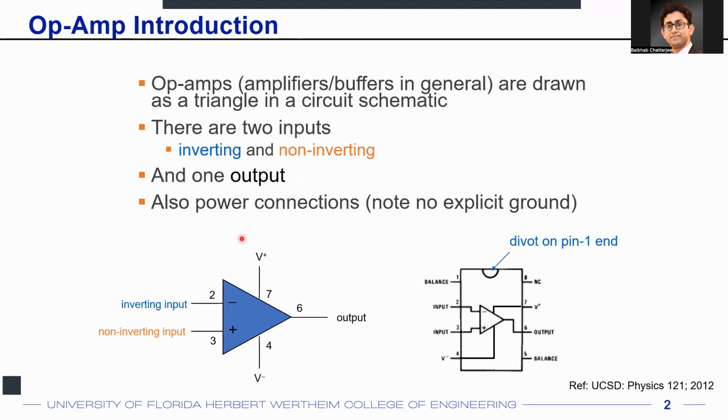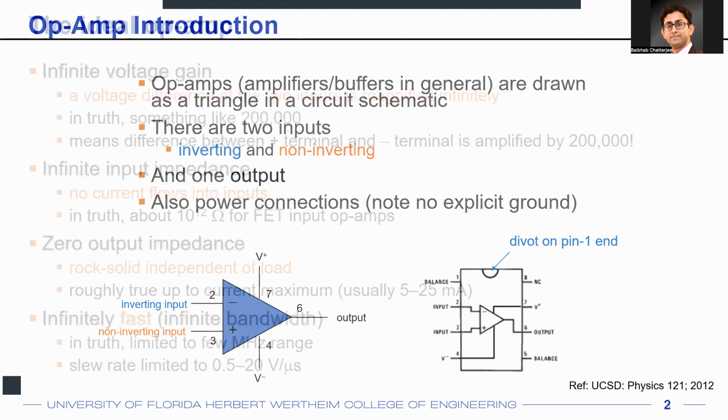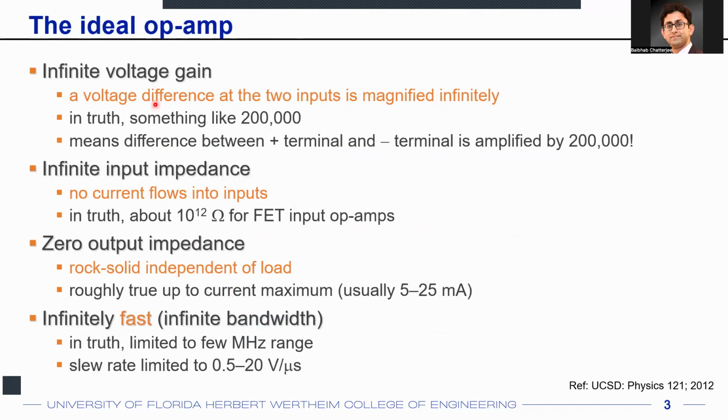Of course, you will also have power connections, so explicit ground and explicit VDD. Generally, those terminals are not shown in the book, but a real op-amp will have those. What are the ideal op-amp properties? Infinite voltage gain. In reality, it will not be infinite. An ideal op-amp has infinite input impedance, which means no current flows into the input. In reality, there could be a large input impedance, but not infinite. Zero output impedance and infinitely fast, which means the ideal op-amp has infinite bandwidth as well. But in truth, op-amps are limited to maybe a few megahertz. Many op-amps are also in the range of kilohertz.